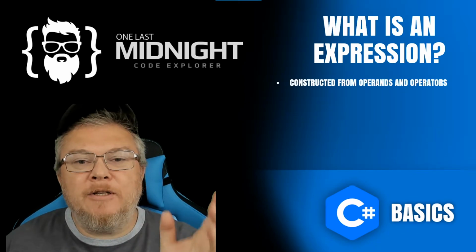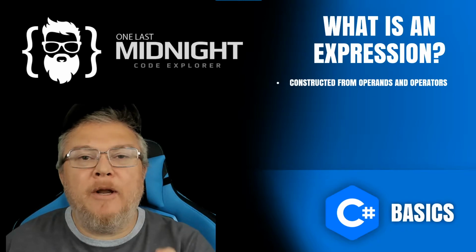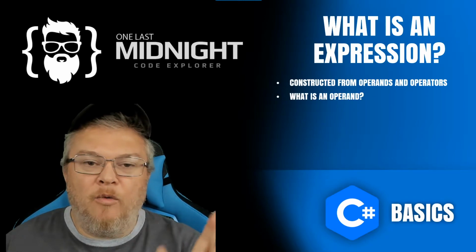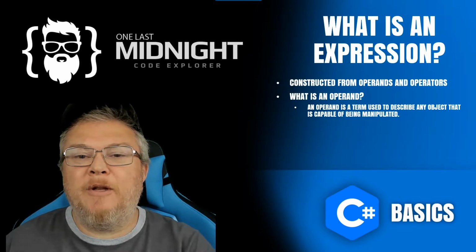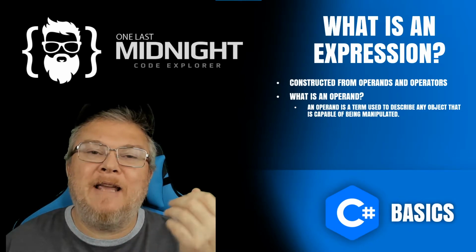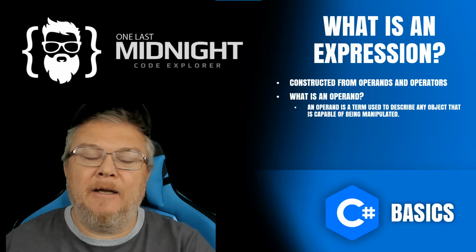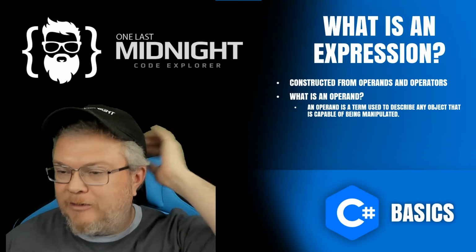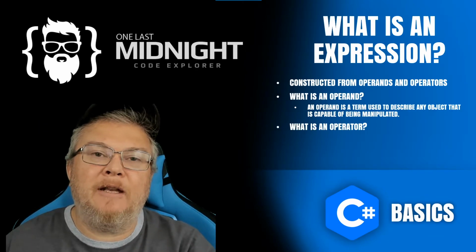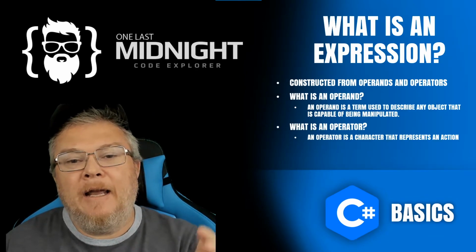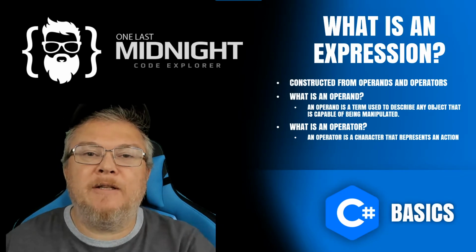Well, an expression is constructed from operands and operators. What is that, right? What's an operand? It's a term that's used to describe an object that is capable of being manipulated. Now that's still not really a clear understanding of what it is. So let's look at an operator: it's a character that represents an action, right?